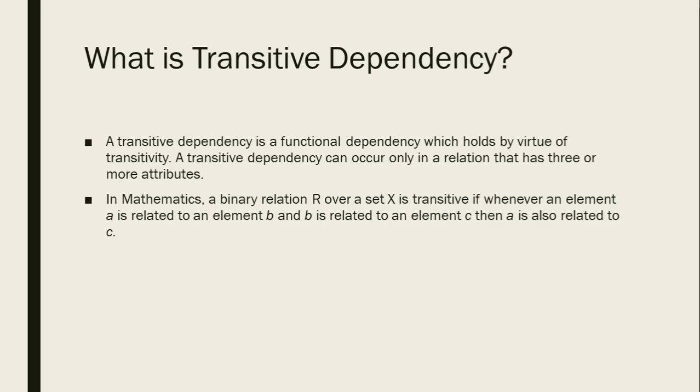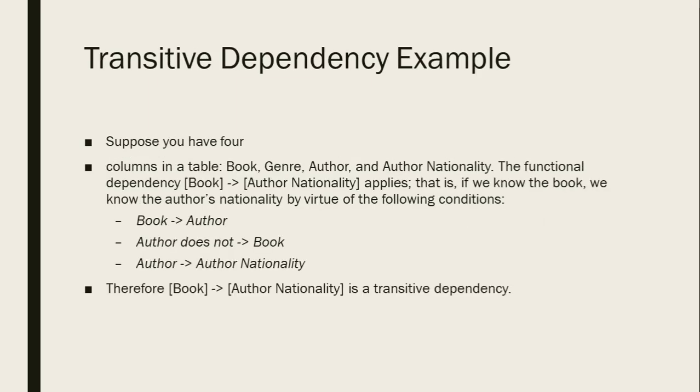In mathematics, a binary relation R over a set X is transitive if whenever an element A is related to an element B, and B is related to an element C, then A, by virtue, is also related to C. A transitive dependency can occur only in a relation that has 3 or more attributes. Okay, this is an example of transitive dependency. Suppose you have 4 columns in a table: book, genre, author, and author nationality. The functional dependency book knows author nationality applies.